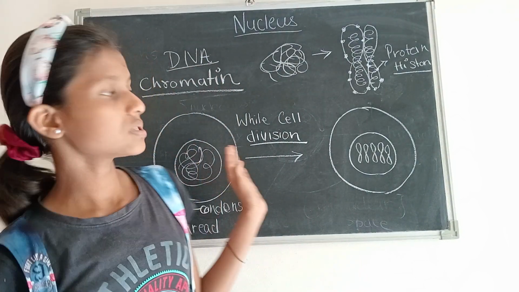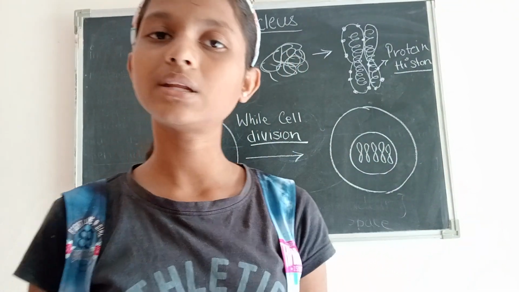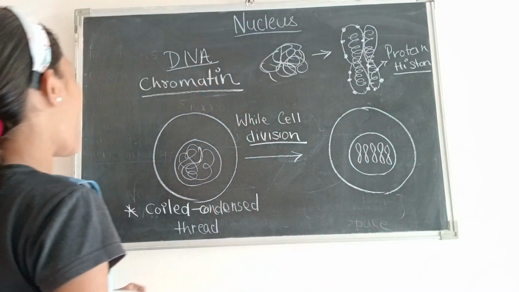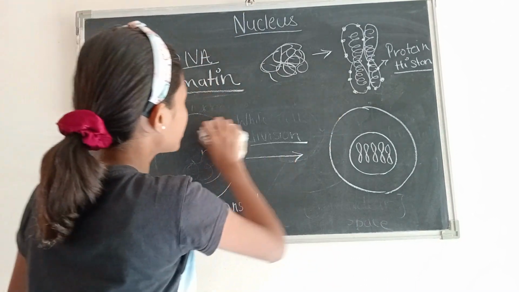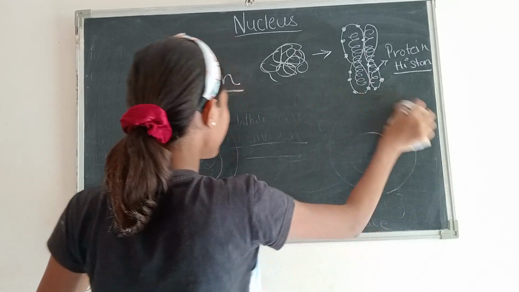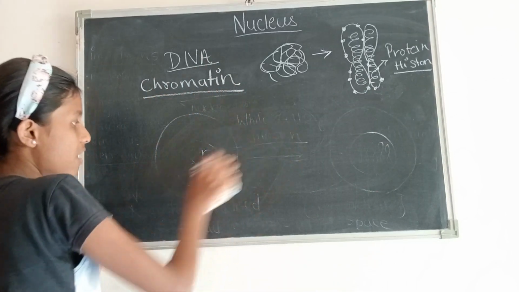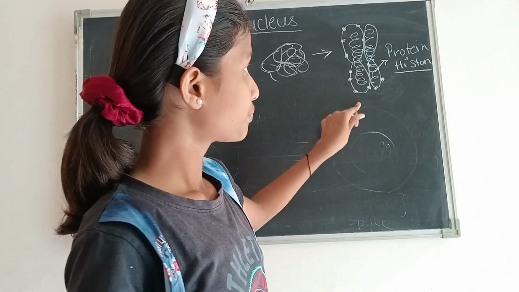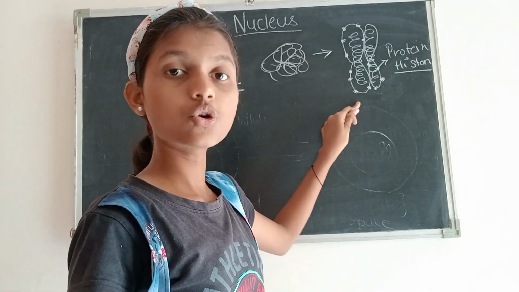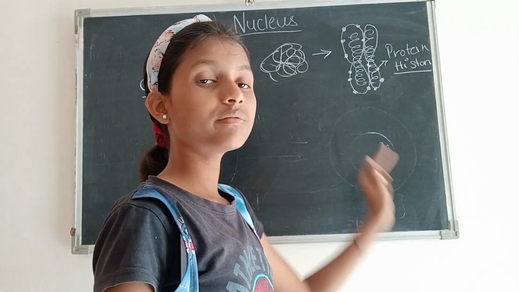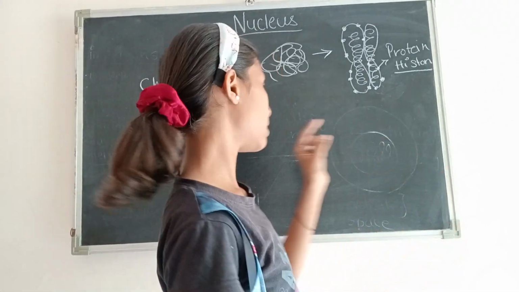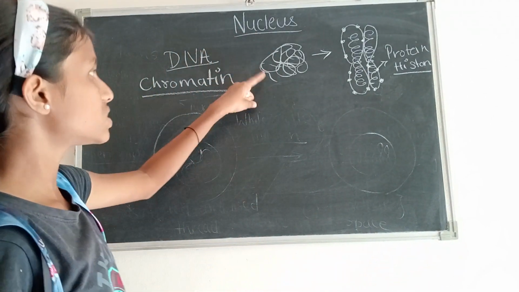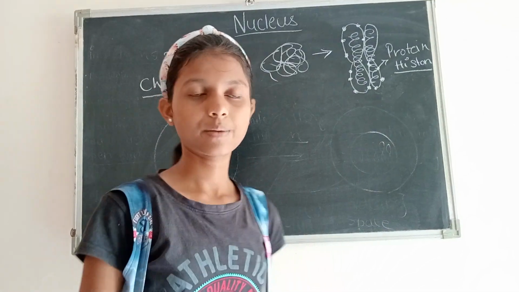DNA and chromatin is one only. I will give you more explanation about DNA. And also remember, these chromosomes are formed only when this chromatin changes to chromosomes, only while cell division, or else you will see this thread-like structure most of the time.